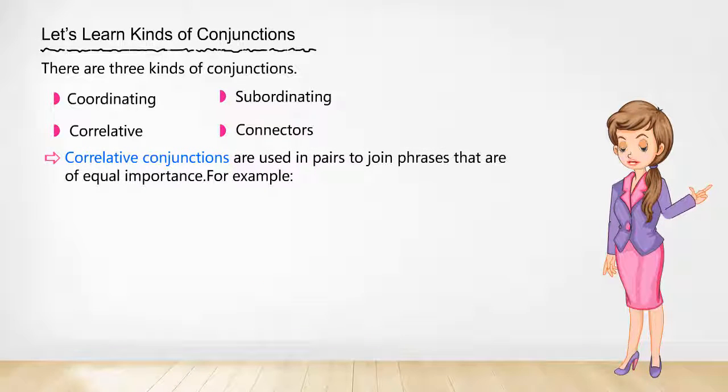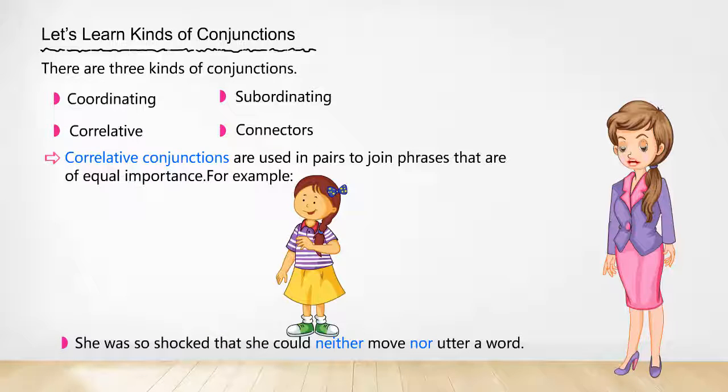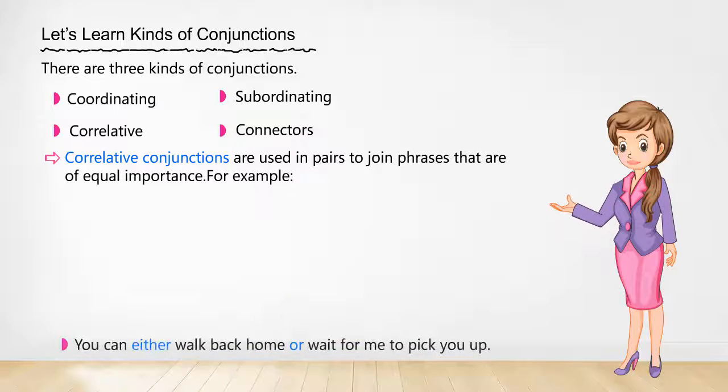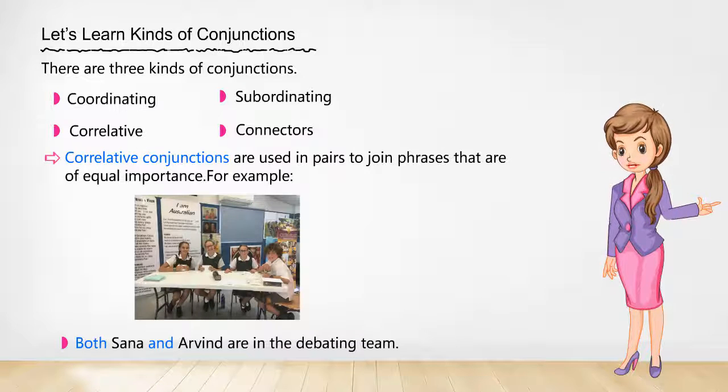Correlative conjunctions are used in pairs to join phrases that are of equal importance. For example, she was so shocked that she could neither move nor utter a word. You can either walk back home or wait for me to pick you up. Both Sana and Arvind are in the debating team.